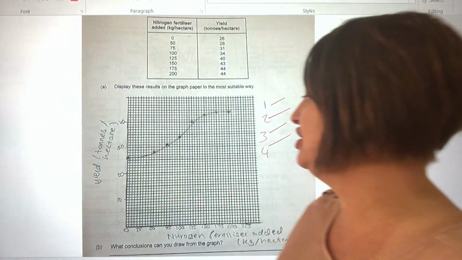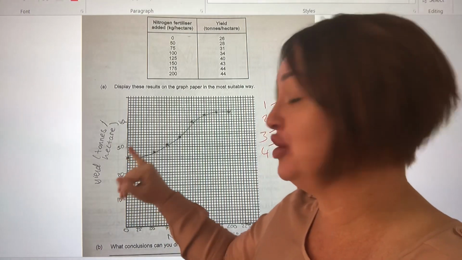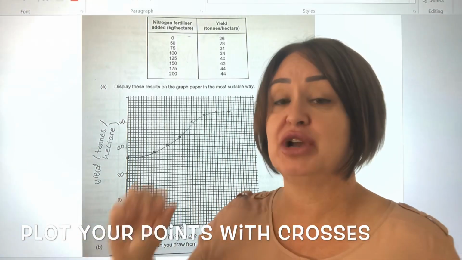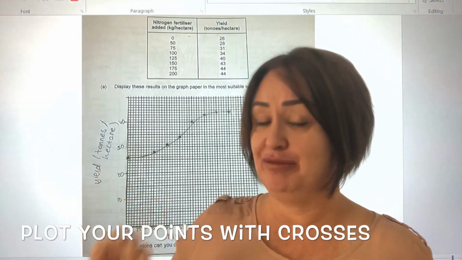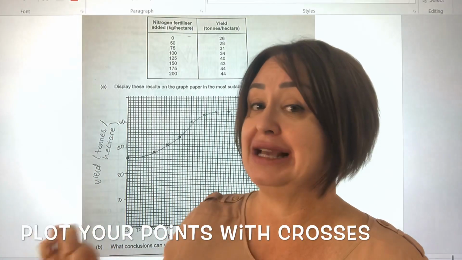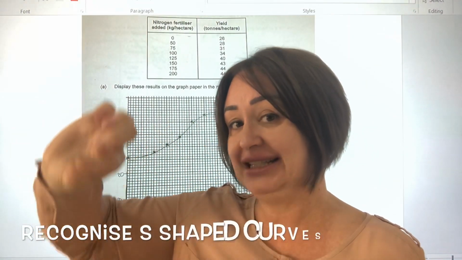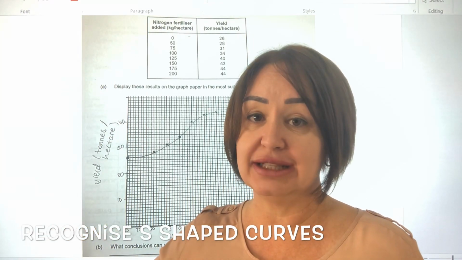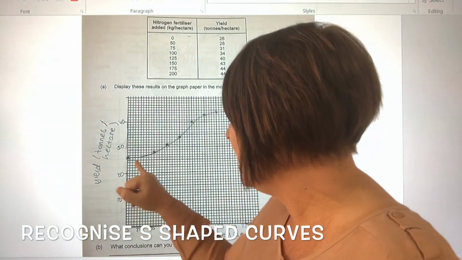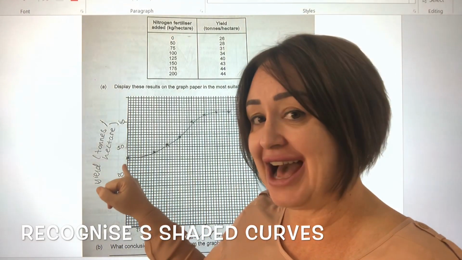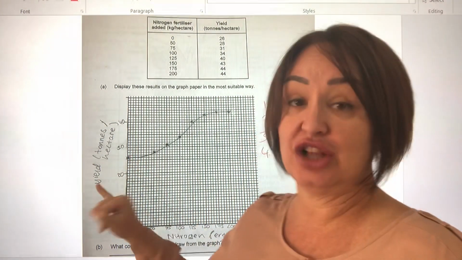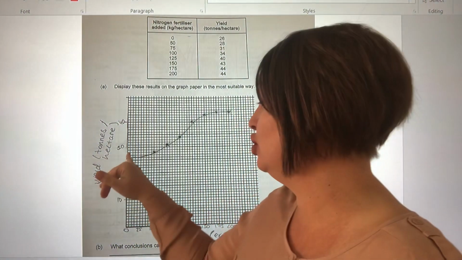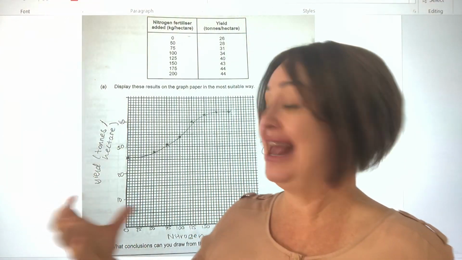The second thing we need to do is we need to make sure that we use crosses. We don't use dots, and the whole reason of doing that is because the examiner needs to see where you have placed your crosses to check that you've plotted them in the right place. If you use dots, then they are hidden by the line that you draw. So in science, in biology, always a cross. Your crosses have to be at least half the size of one of the squares on the grid. If they're too small, it's basically a dot. So make sure that they are discernible, that we can actually see them.